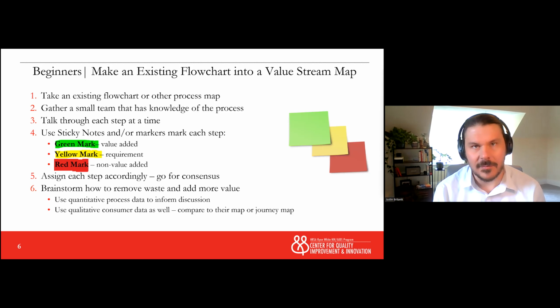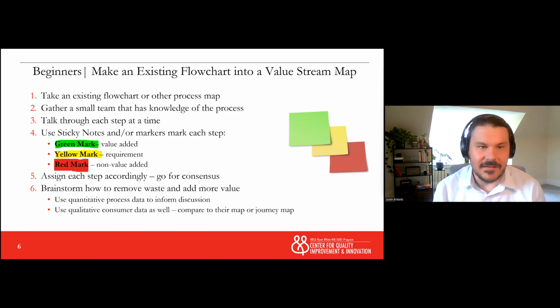Hopefully you're including some clients or patients. Hopefully you have some frontline staff. Hopefully you have some senior management, so they're aware of how you're thinking through things. And you're just going to use sticky notes or green markers, or do this digitally with some dots of different colors, which you'll see in a second.